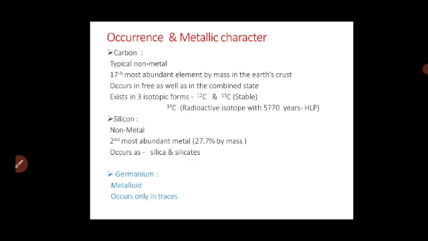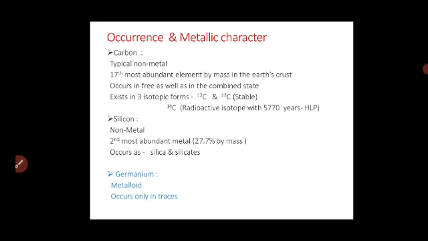The second element in this group is silicon, which is the second most abundant element. It occurs in the form of sand, that is silica. 27.7% by mass of silica is present in the Earth's crust. It is a non-metal and it occurs in the form of silica and silicates. Silica means SiO2, silicates means SiO3.